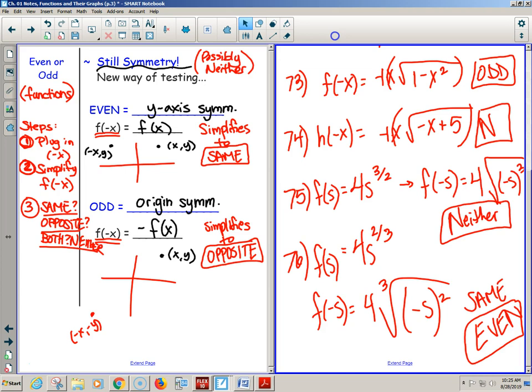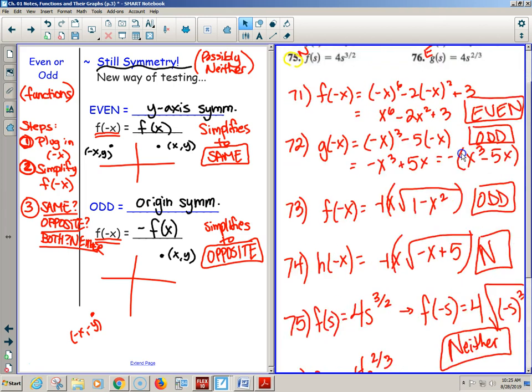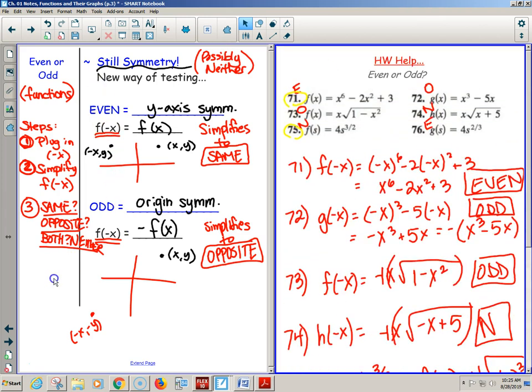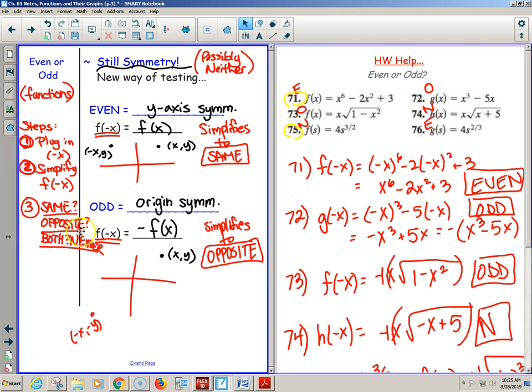So if it stays the same after plugging in and simplifying, even. If it flips to become the opposite, then it becomes odd. And if you cannot, like this one, it was illegal to bring the negative out, that's a neither. Or this one, okay, there was a negative out, but this is different, that's a neither also. Okay, that might not perfectly answer every single possible question of any possible function you might see in how to test for even, odd, neither, but at least it gives you a starting point.